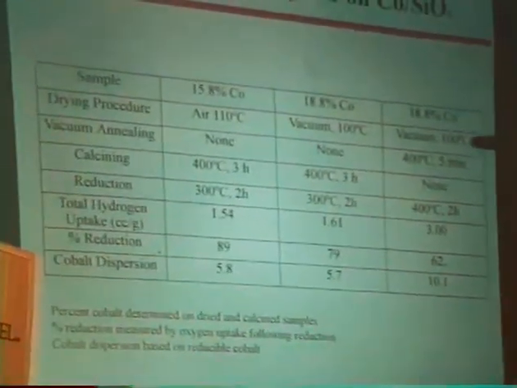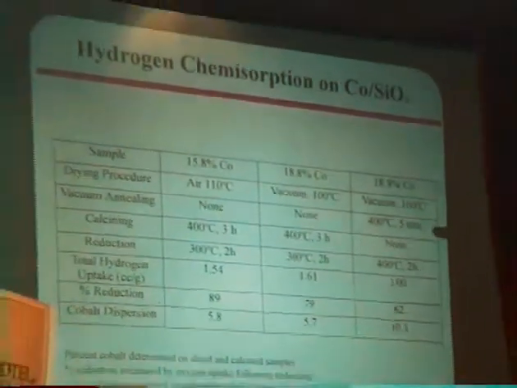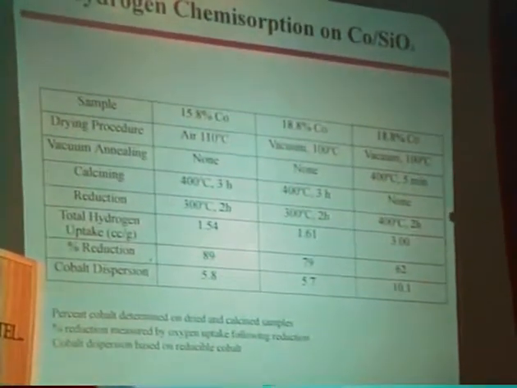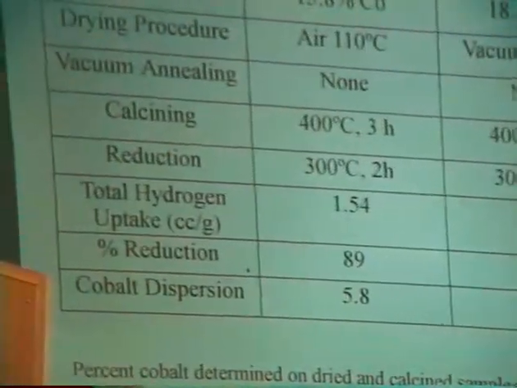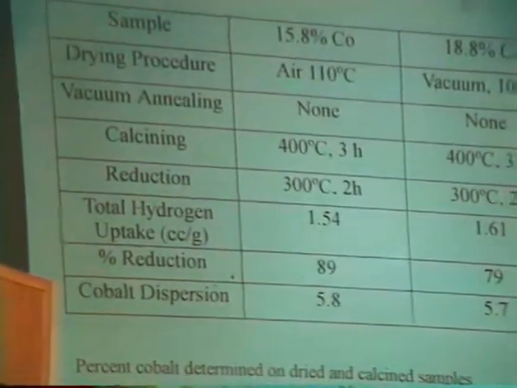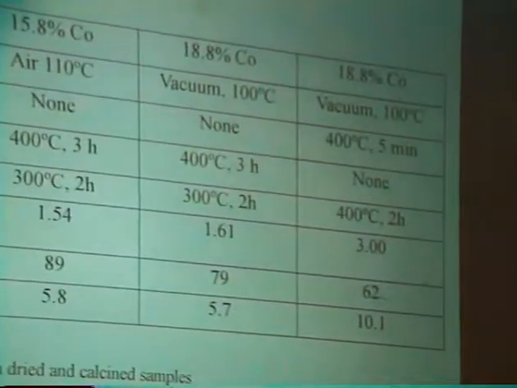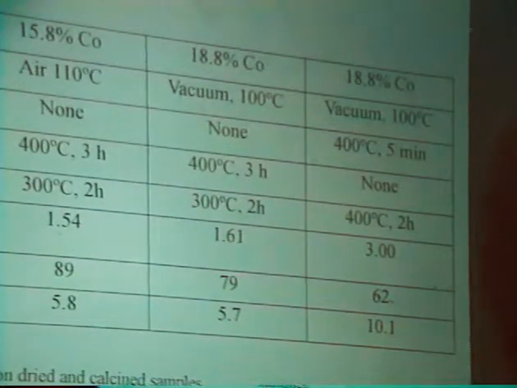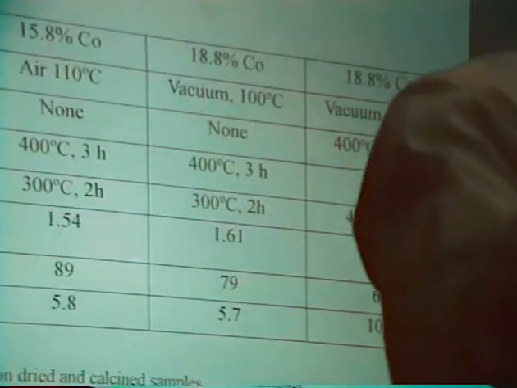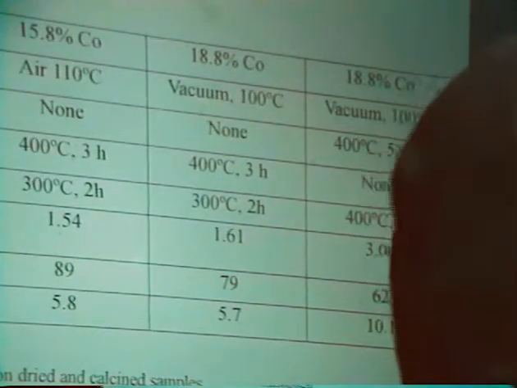If we compare this to a sample that was vacuum dried, followed by vacuum annealing, where we do no calcining, and we then reduce it at 400 C, which is 100 degrees higher than the other samples, and a higher reduction temperature is typically associated with sintering of the metal, what we actually see is a doubling. It increases by a factor of 2 the cobalt dispersion based on reducible cobalt. This is even though the percent reduction of the sample decreases; the amount of reducible cobalt surface area that we have has doubled for these samples.